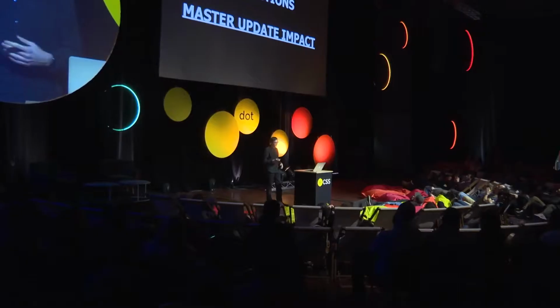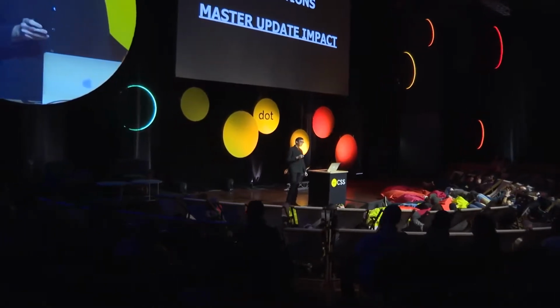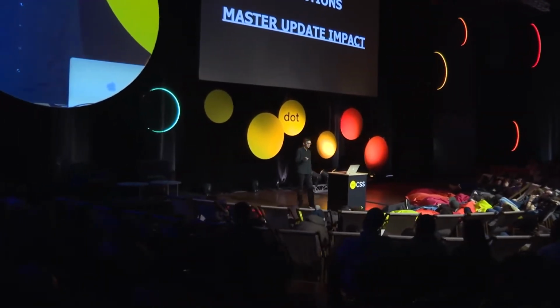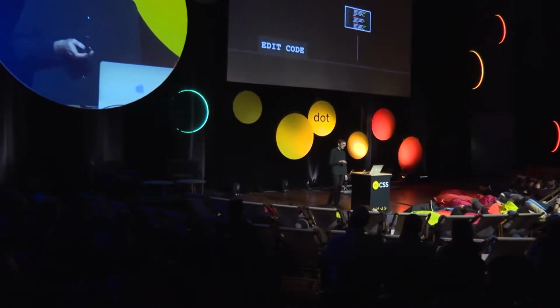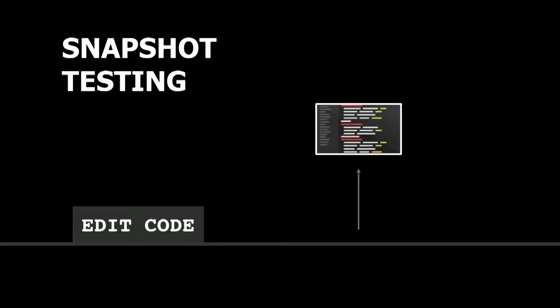So now, how can I master the update impact? It means, when I change something in the SASS, I want to visually detect what changed in the CSS. So for that, I will use snapshot testing. It means I edit my SCSS code.